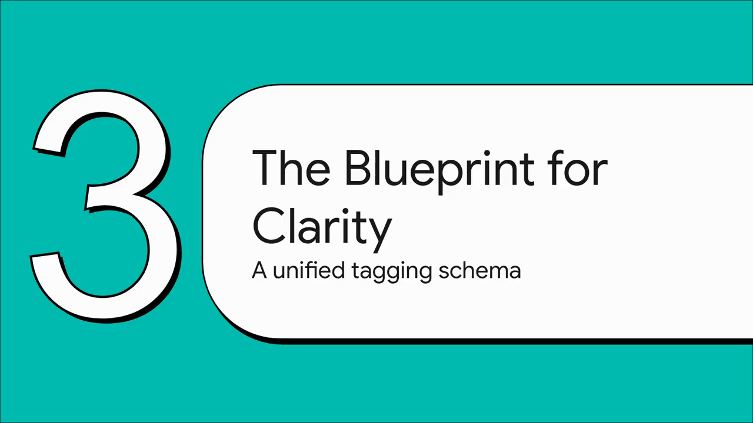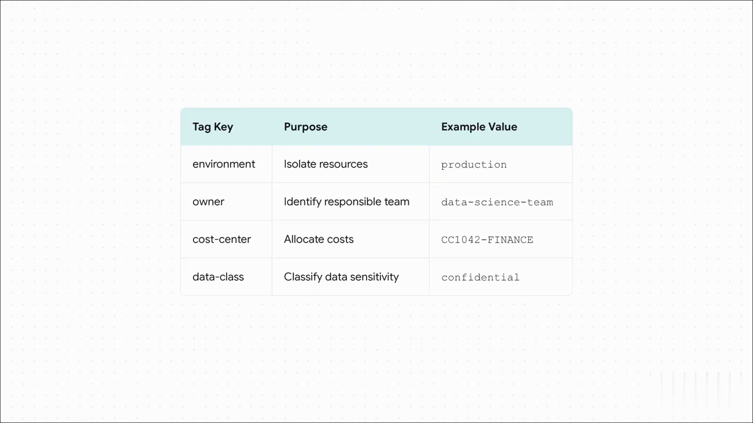Okay, so we've definitely covered the problem. Let's talk about the solution. And what's so great is that the solution is actually pretty simple. It's a single, unified tagging plan, a schema, that acts as your blueprint for clarity, and it works across every single cloud you use. Let's break this down.